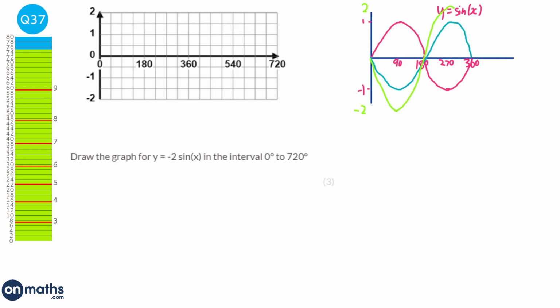So we've got a nice idea of how this will look, and so we're going to just start plotting this now, I think. So it will go down at 90 to minus 2, back up to 0 at 180, and then back up to 2 at 270, down to 0 at 360, and then it will just go again, 540, up there, and then back down.